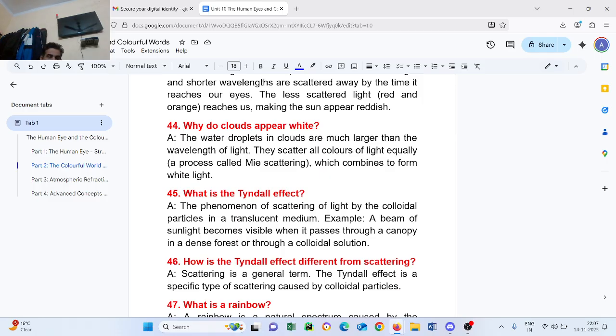Question number 46. How is the Tyndall effect different from scattering? Scattering is a general term. The Tyndall effect is a specific type of scattering caused by colloidal particles.